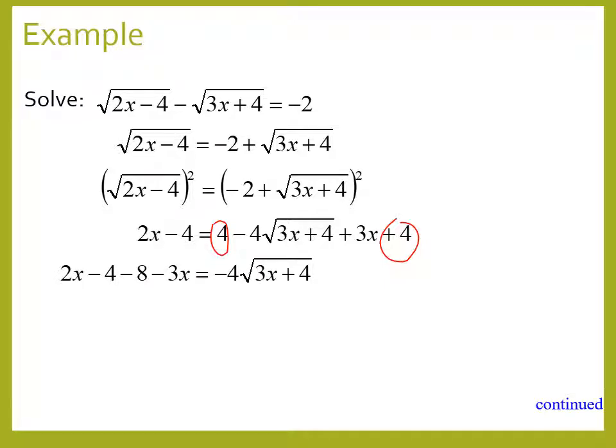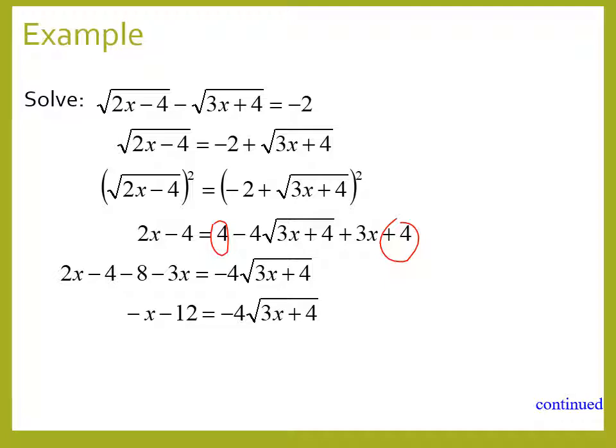And I get, sorry, I skipped some stuff in typing. And I end up with positive 8. So I'm going to move everything away from the radical so that I can get 3x plus the square root of 3x plus 4 by itself. So I'm going to subtract 8 and subtract 3x to the other side.